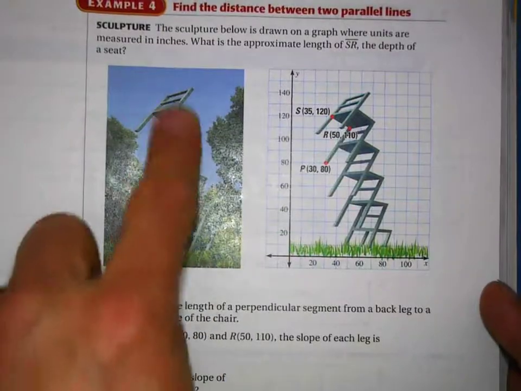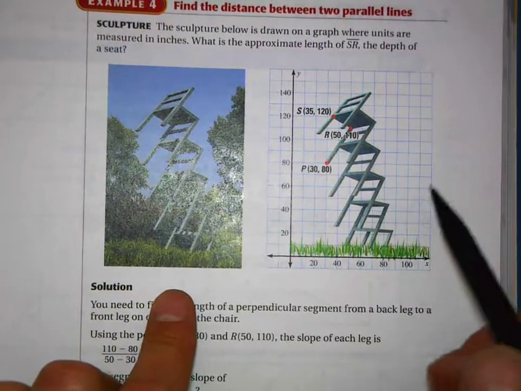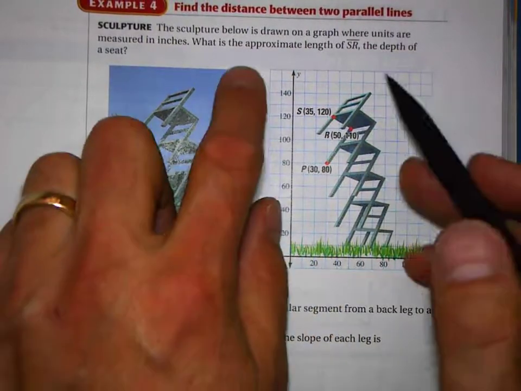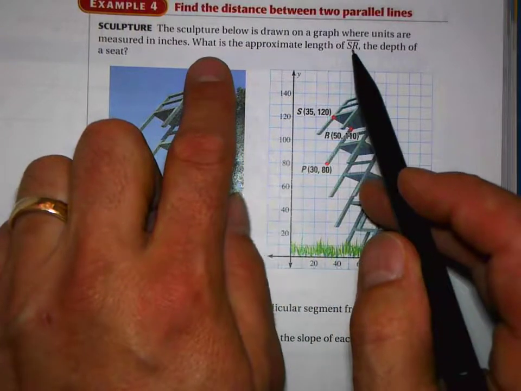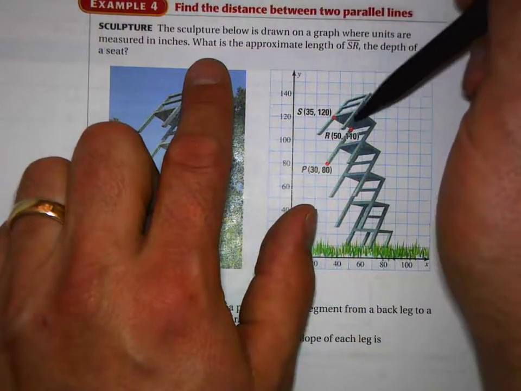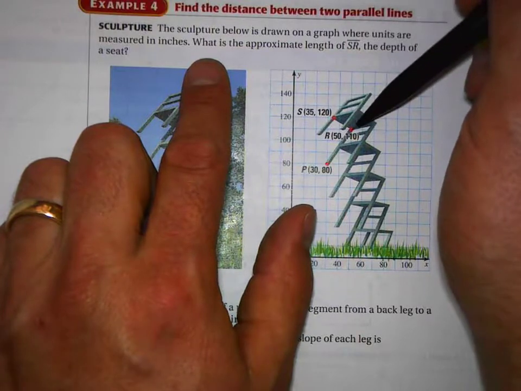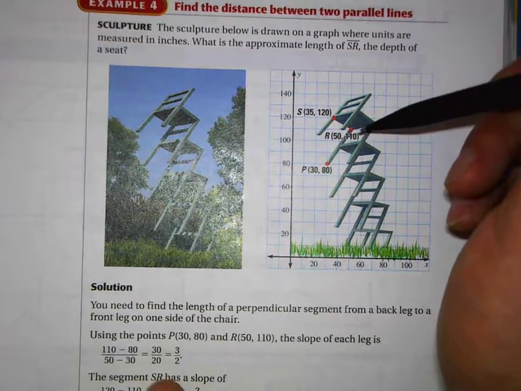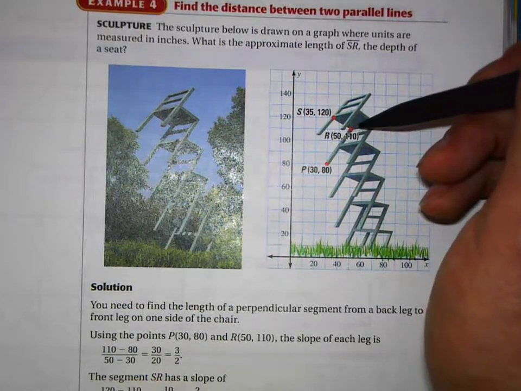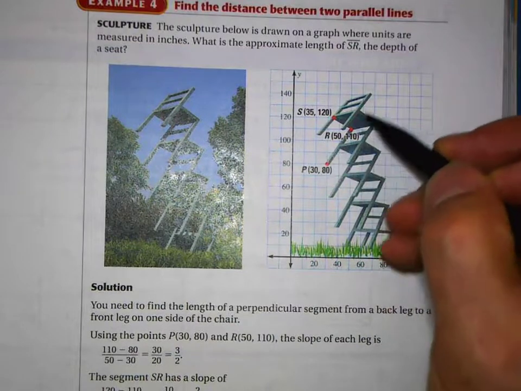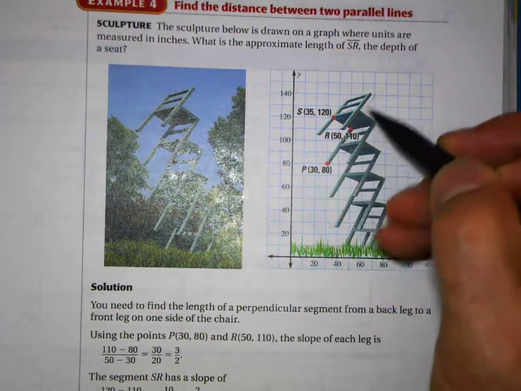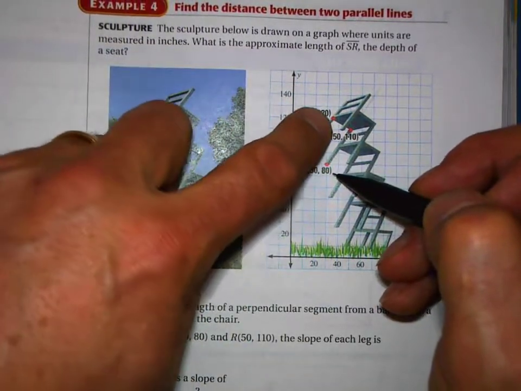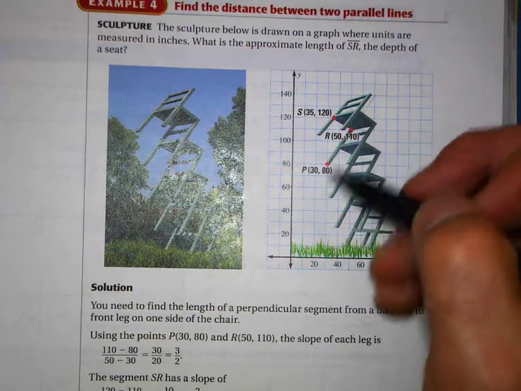So here's a sculpture, funky looking sculpture, and here's a diagram of that sculpture, and they're asking what is the approximate length of segment SR. So here is segment SR, and what is the approximate length of that? And of course that's pretty simple. But what they're actually saying is, if there was a line that went through PR, what would be the distance from point S to line PR?